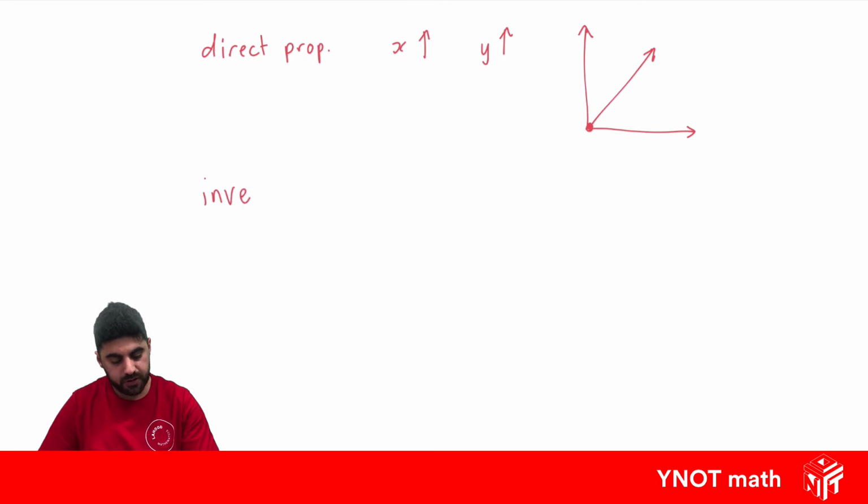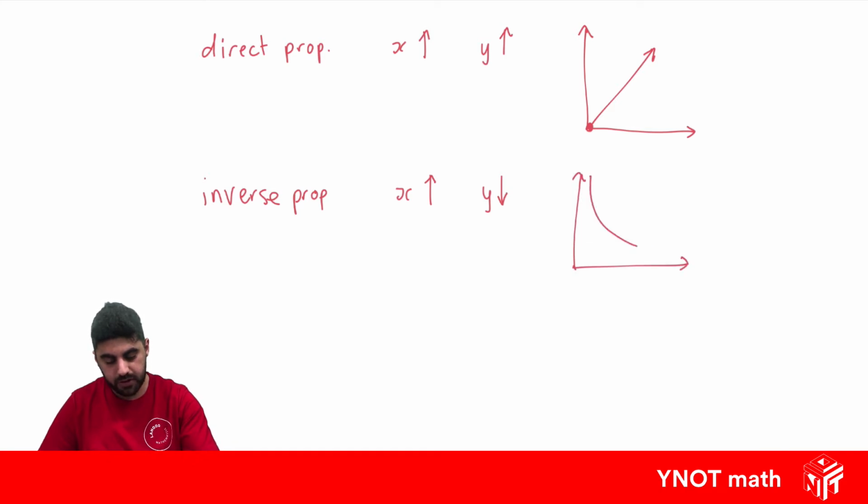If two variables are in inverse proportion, when one increases, say x, the other one decreases. And the graph of something being in inverse proportion will be a hyperbola, looking something like that.